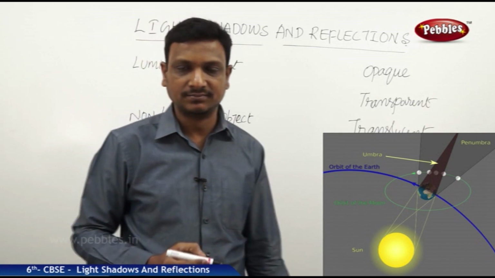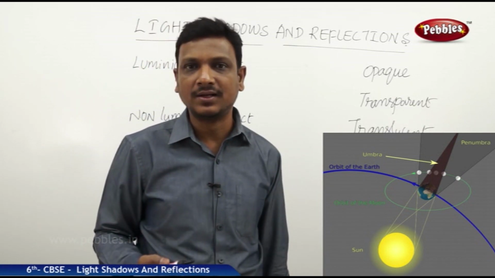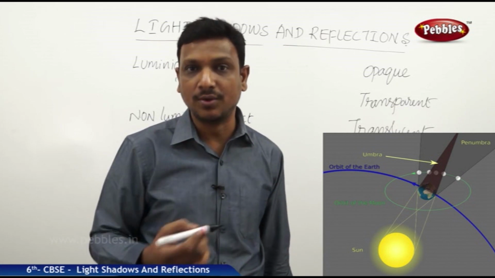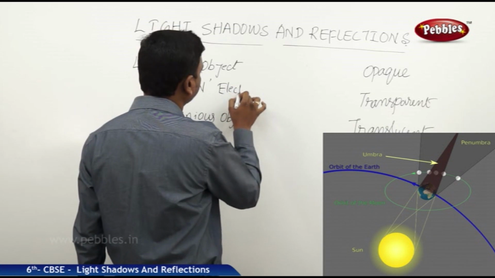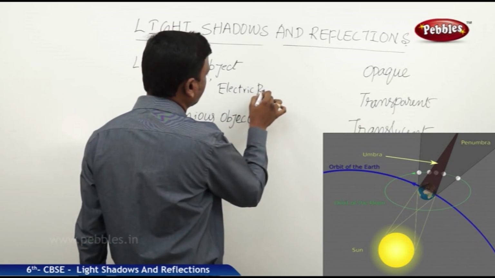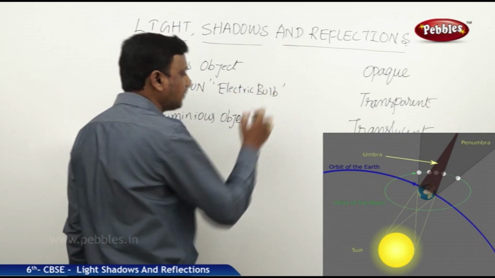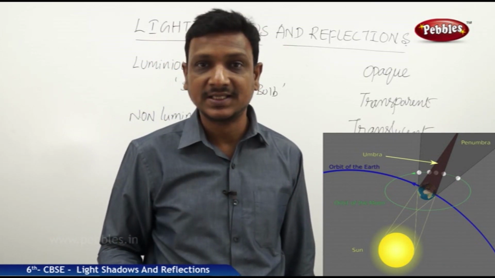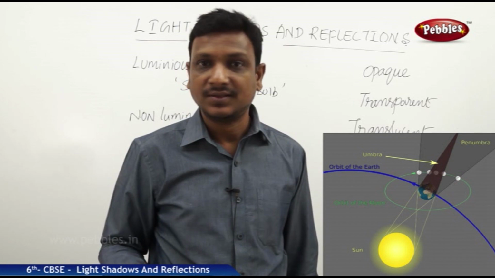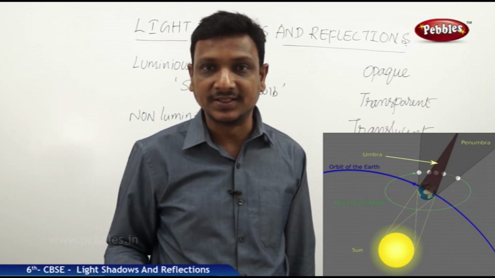Sun is a star. Any star you can take. Sun is a star which emits the light on its own. You can take electric bulb or torch bulb. Electric bulb also emits light on its own. It produces the light. Sun, a star, produces the light.